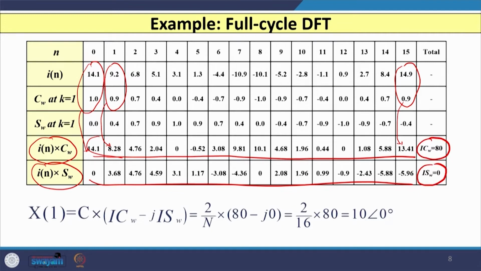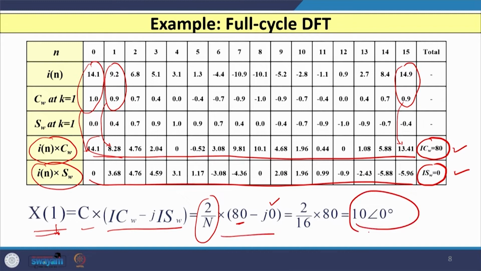So, here if you put X_1, which is the phasor value of the fundamental term, k equal to 1, that is C into (I_cw minus j I_sw). Other than the DC component, the value of capital C is 2 by N, and the values you have obtained are 80 and 0. So, you can put them here. You will have the fundamental phasor, that is 10 angle 0 degree.